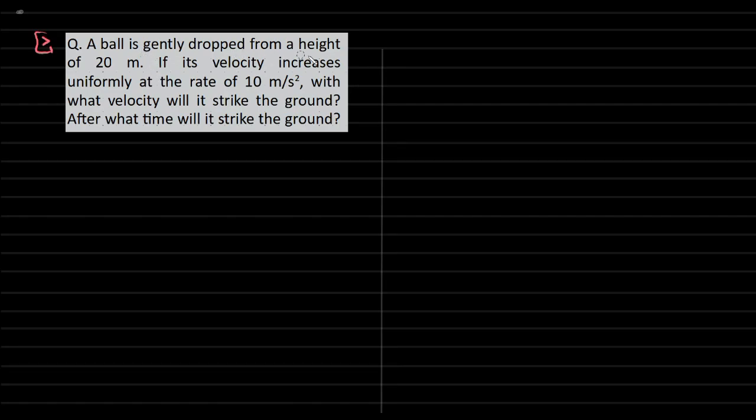A ball is gently dropped from a height of 20 meters. If its velocity increases uniformly at the rate of 10 meter per second square, with what velocity will it strike the ground? After what time will it strike the ground?